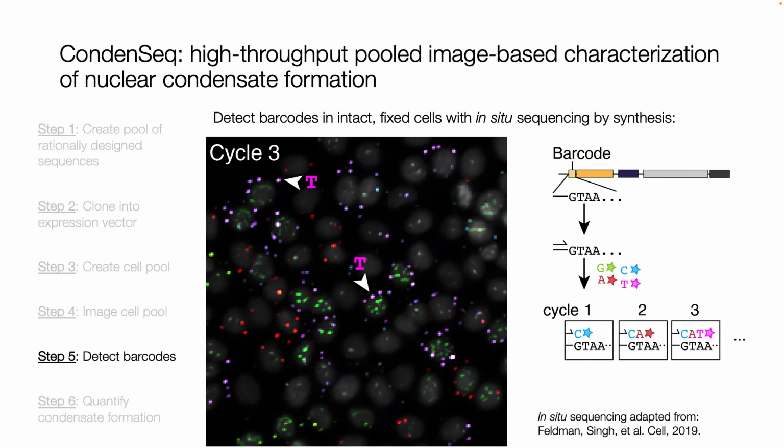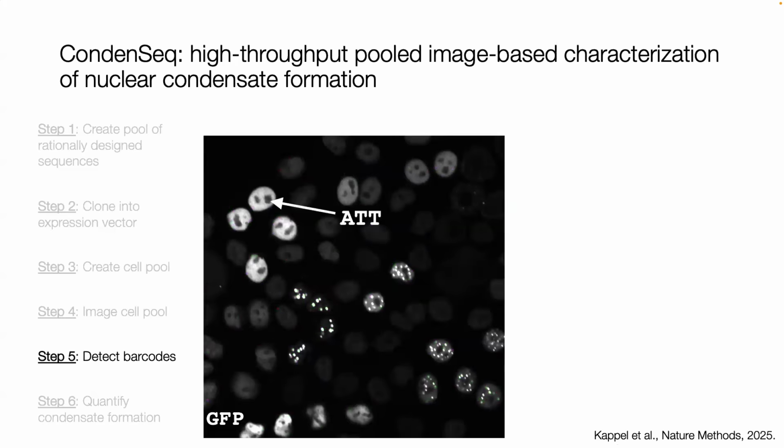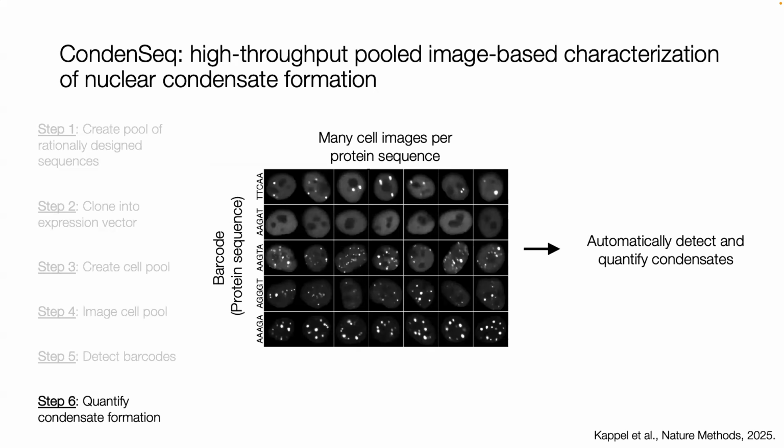We can repeat this for however many nucleotides we have in our barcode. And then we know for every cell which barcode it expresses. And then we can go back to our original library that we designed, and we can look up what protein sequence corresponds to that barcode sequence. So we then have a bunch of automated image analysis software that will sort all of these cells based on the proteins that they're expressing, and then will automatically detect and quantify lots of different properties about these condensates.